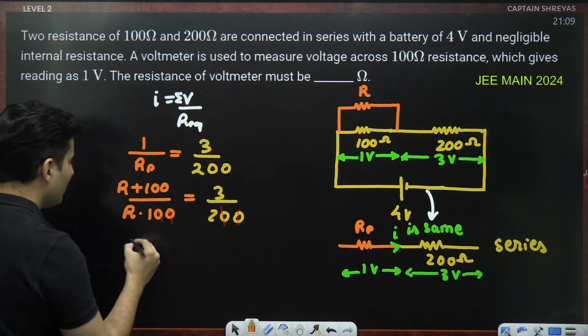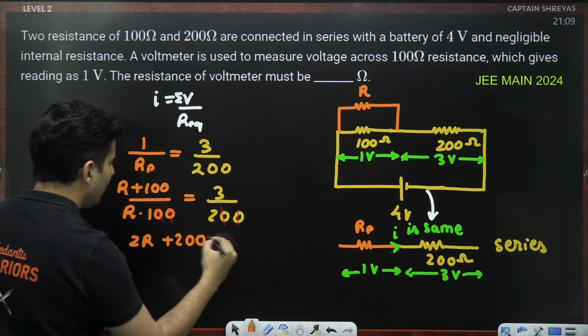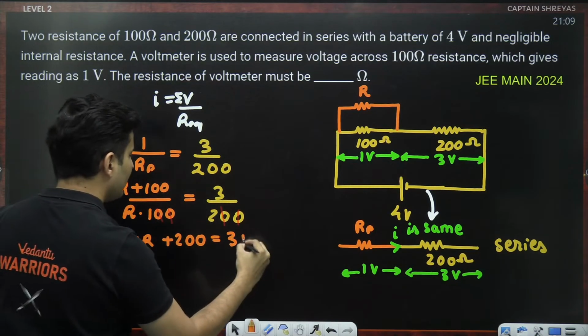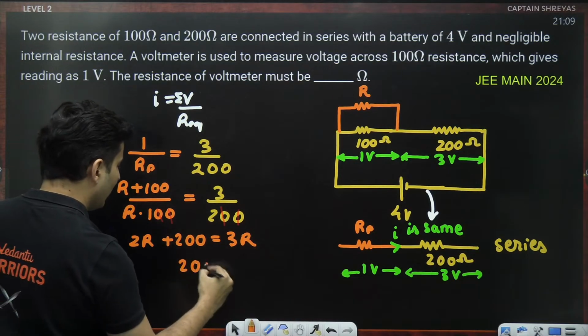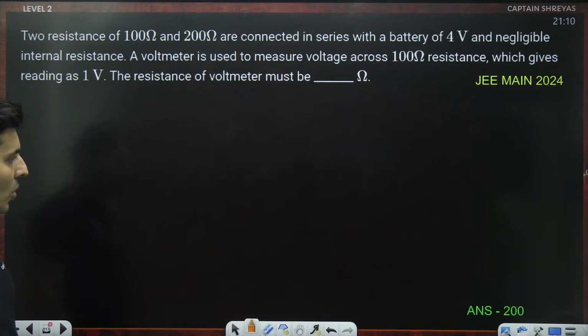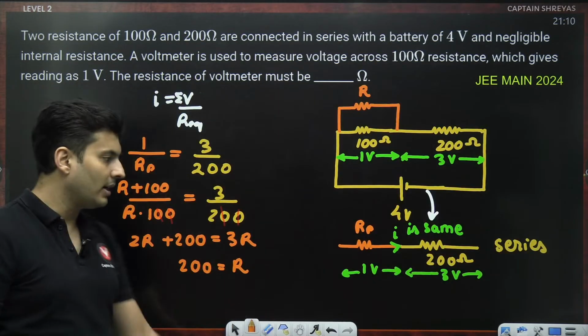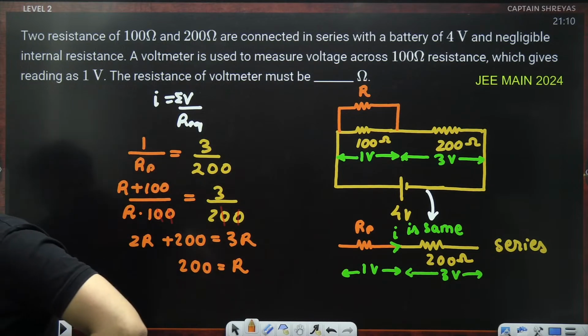Be careful. So 2R, and 2 into 100 is basically 200, is equal to 3 into R. Okay, perfect. Take this on the other side. So 200 will be 3R minus 2R, which is basically R. So R is 200 ohms. Perfect, this is the correct answer. Yep, there you go. I hope this is absolutely clear.